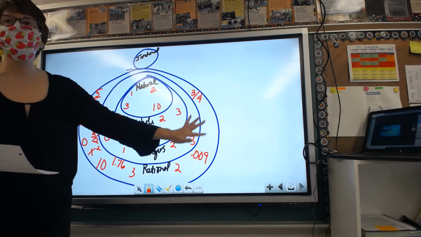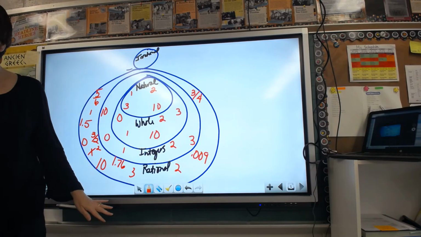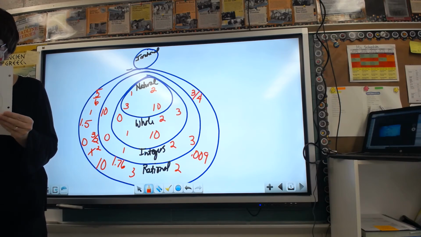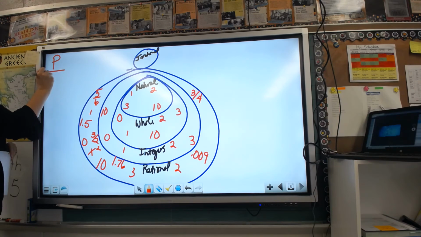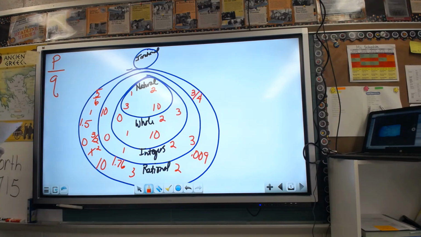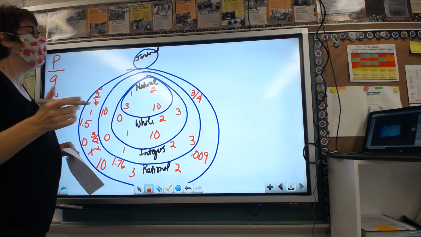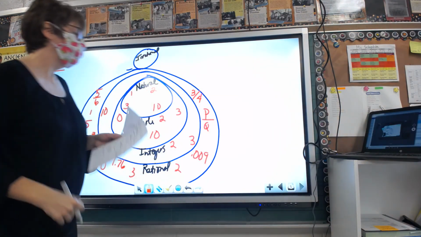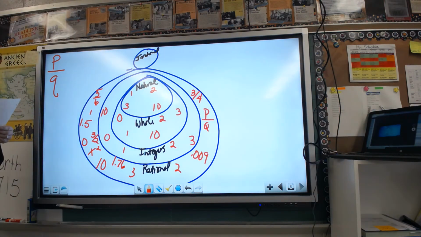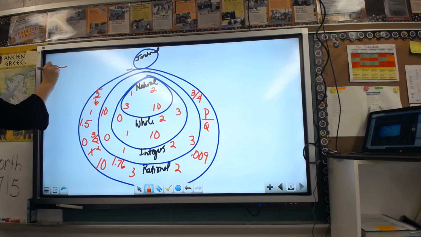Most all numbers are rational, right? Whole numbers. So let's see, where else were we? P divided by Q. Rational, it's a fraction. I don't even need to know what the numbers are. P divided by Q is definitely a fraction. It looks like a fraction. Okay. How about pi?